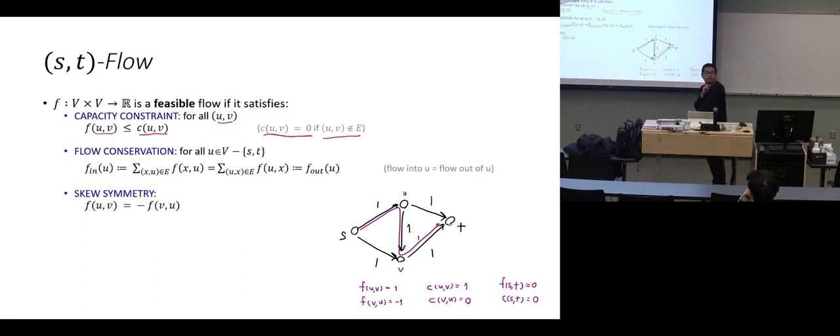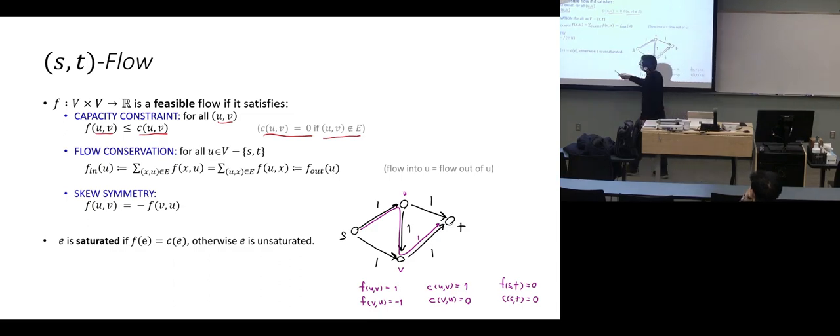Any questions about this? Good. And now I will introduce one terminology as well. I say that an edge is saturated if the flow saturates the capacity of that edge. If you cannot send more flow through this edge, then the edge is saturated. Otherwise, I say that that edge is unsaturated.